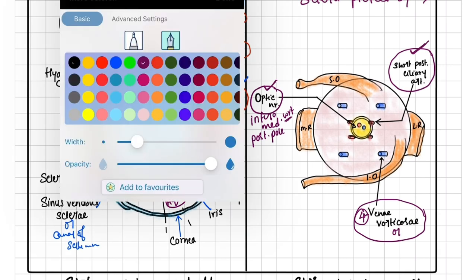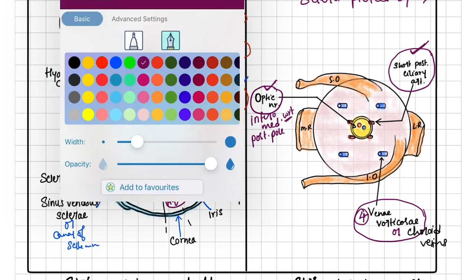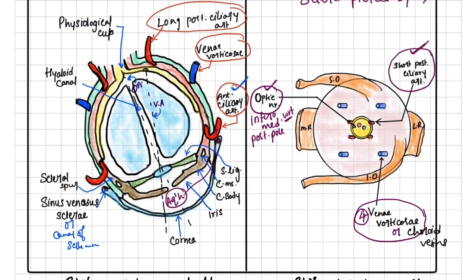These are 4 veins, also given another name, choroid veins. And the fourth structure which is piercing is the ciliary artery. The anterior ciliary artery is the fourth structure piercing the sclera. These 4 structures are very important to be remembered.